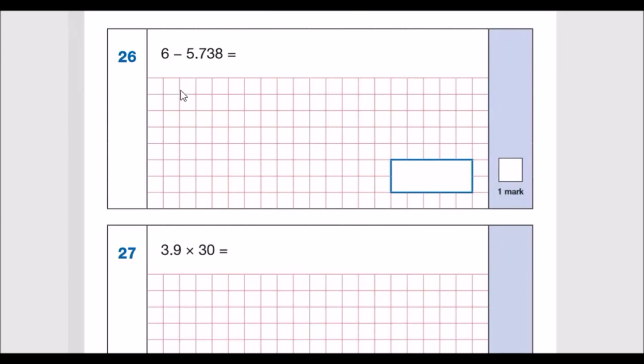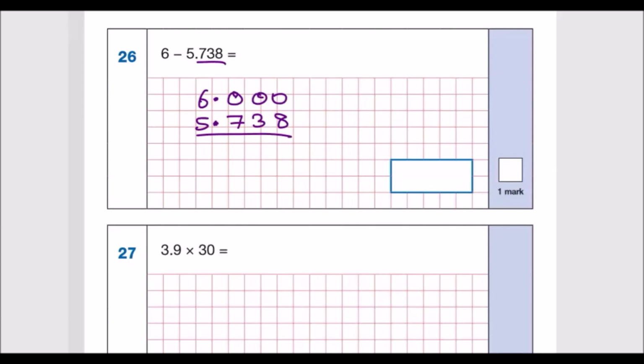So here we got 6 minus 5.738. Okay, so notice we got a whole number minus a decimal. What I would do, because we got 3 decimal places, is write 6 point and then 3 zeros to match them up. So it's like 6.000 minus 5.738. Okay, here we just subtract now. You notice if they're all zeros, you cannot subtract.